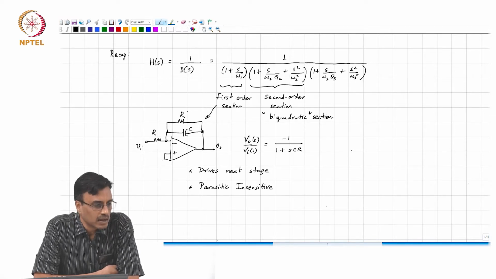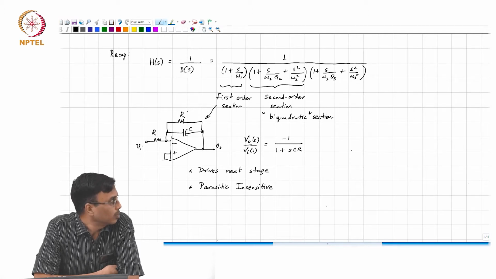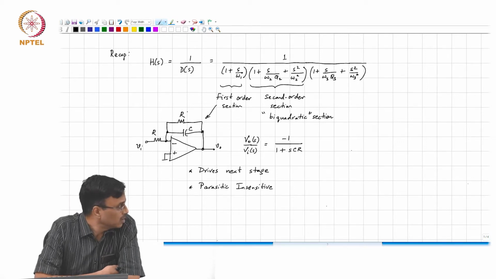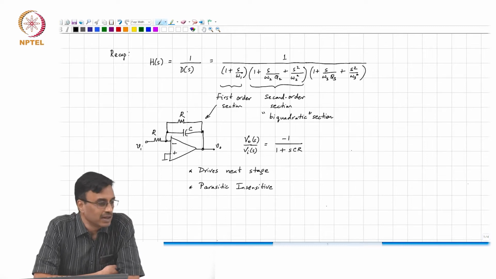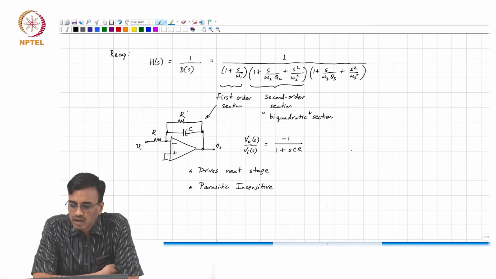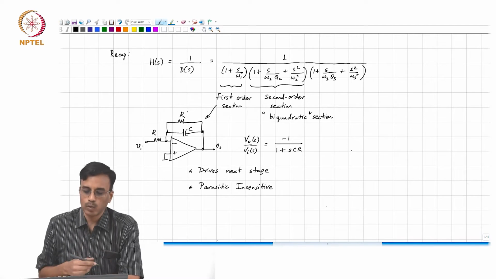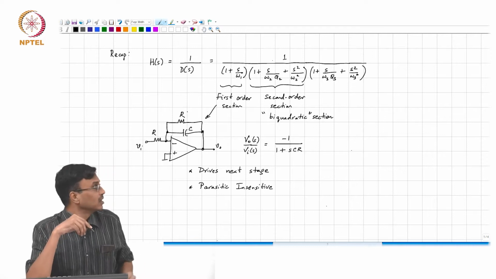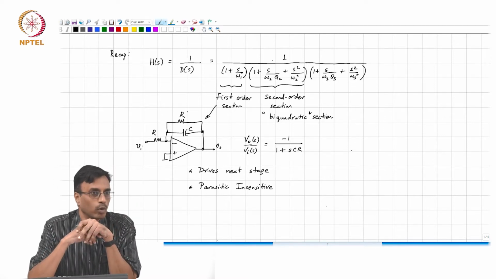terms. If it's an odd order polynomial, then you can definitely have a first order term, and each one of these can be realized using individual building blocks, and the high order transfer function can be realized using simply a cascade of these sections. The first thing that we discussed yesterday was how do we go ahead and realize a first order section whose transfer function is 1 by 1 plus s over omega 1.